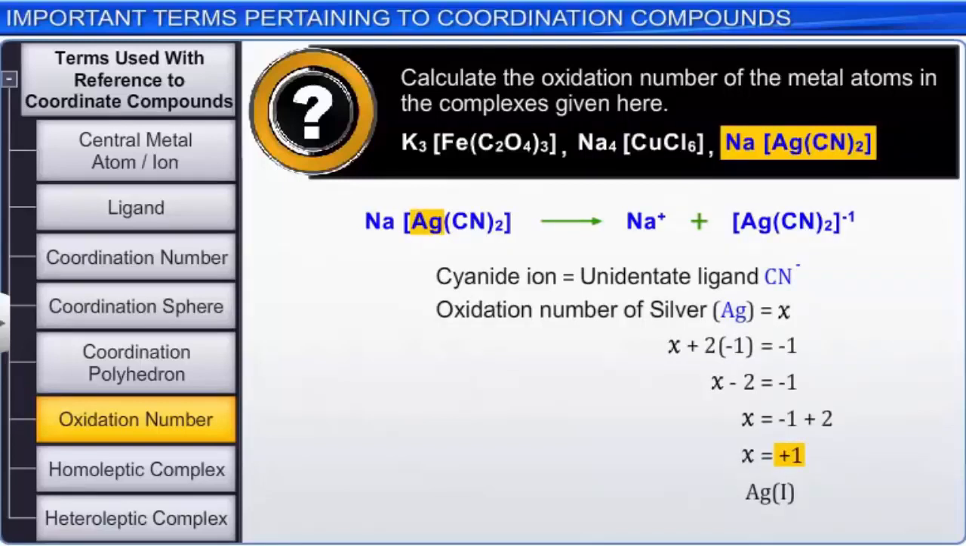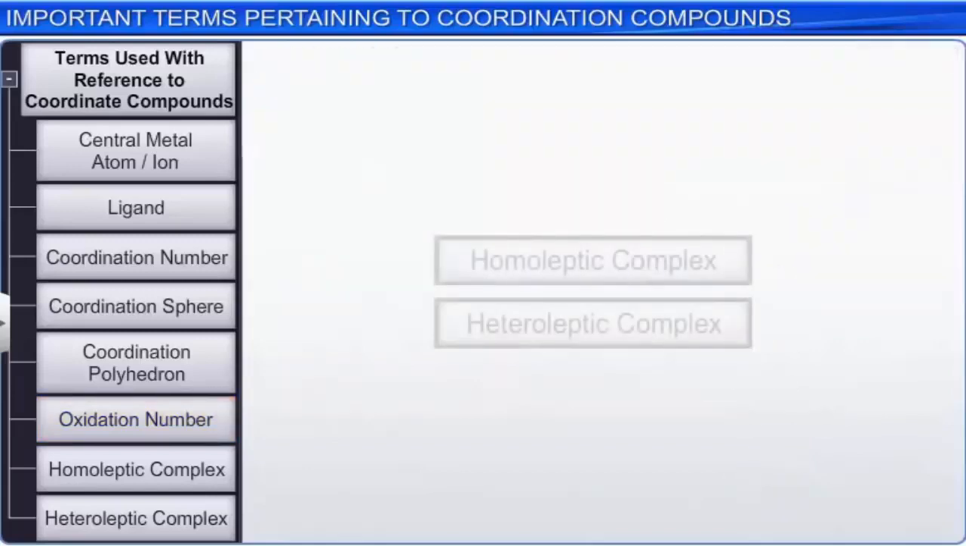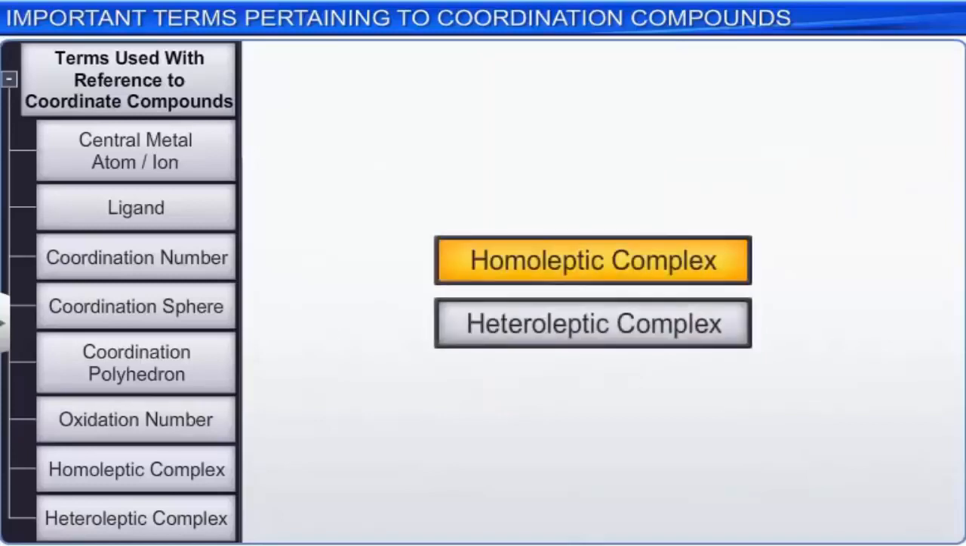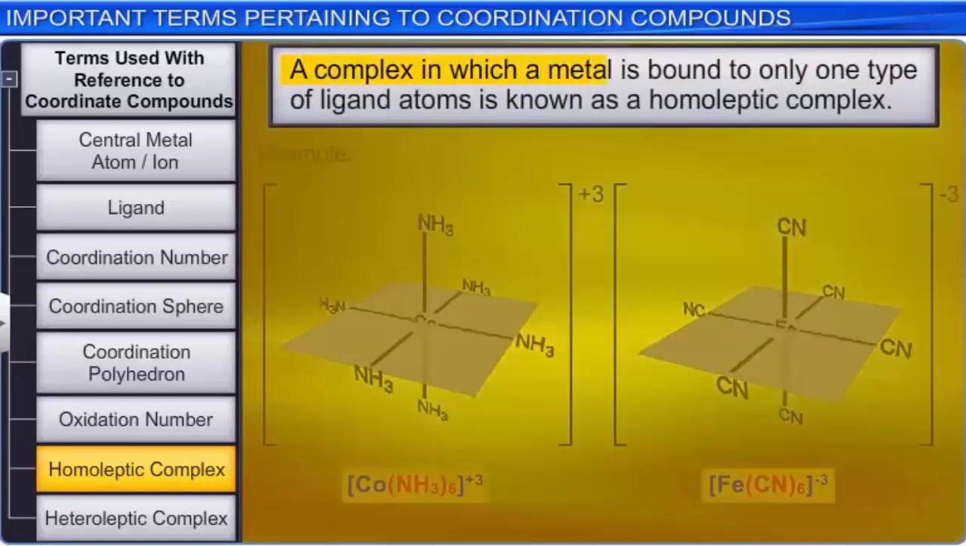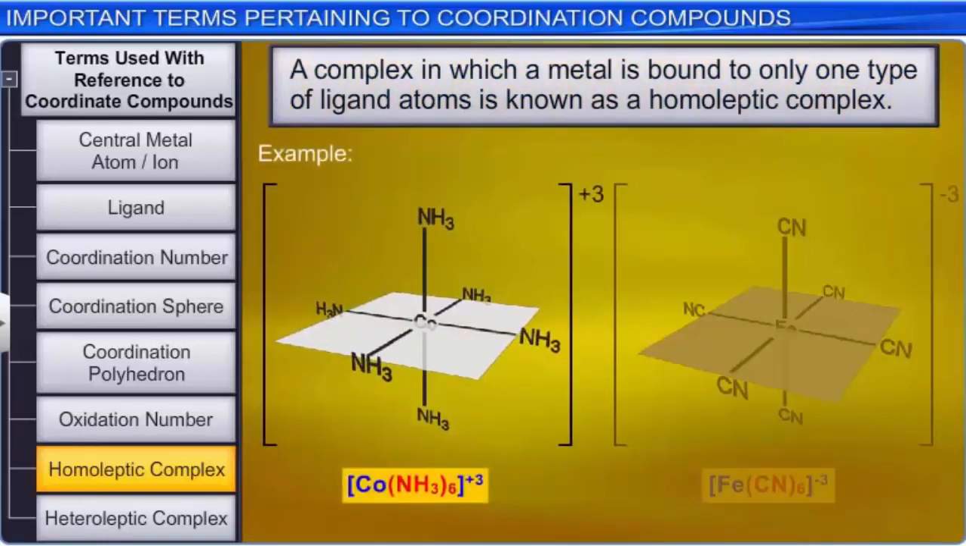Finally, let's look at the terms homoleptic complex and heteroleptic complex. A complex in which a metal is bound to only one type of ligand atoms is known as a homoleptic complex. For example, [Co(NH3)6]3+ and [Fe(CN)6]3-.